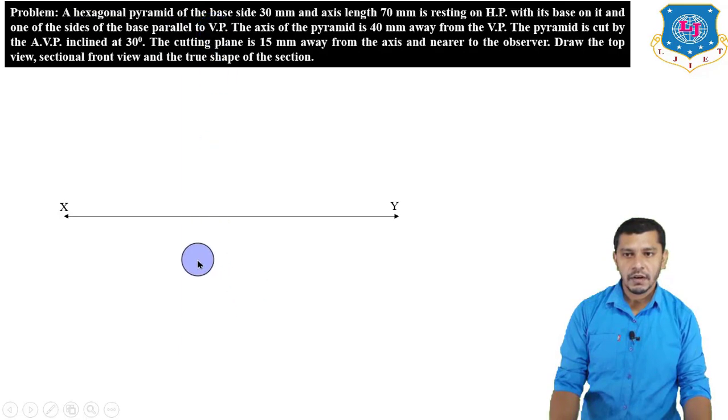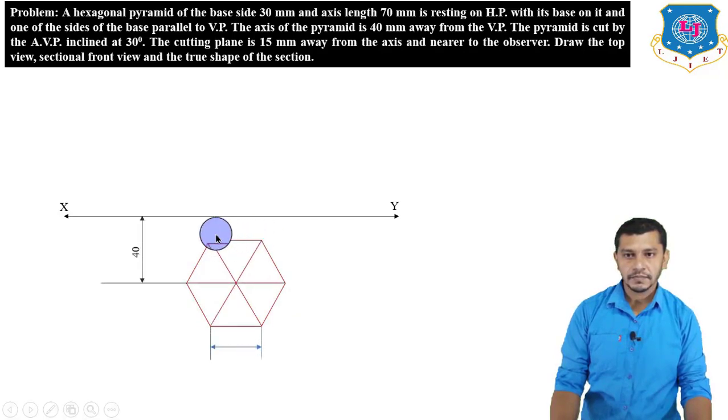That means for the top view, the XY line will be our vertical plane. So now we have to draw the top view by taking one of the sides of the base parallel to the XY reference line. The top view of the hexagonal pyramid will be the true shape of its base, a hexagon, drawn with one side parallel to the XY reference line. The axis of the hexagonal pyramid will be 40 mm away from the vertical plane, that means 40 mm away from the XY reference line. The side of the base is 30 mm. So this will be the top view of the hexagonal pyramid.